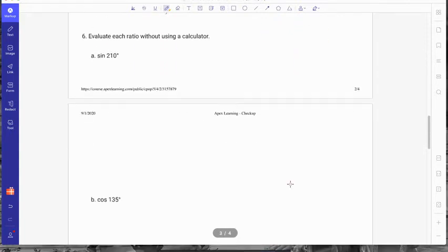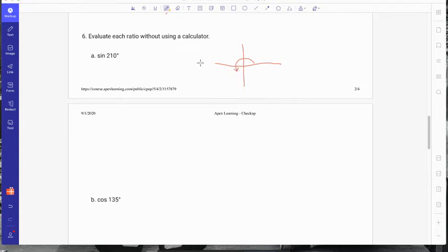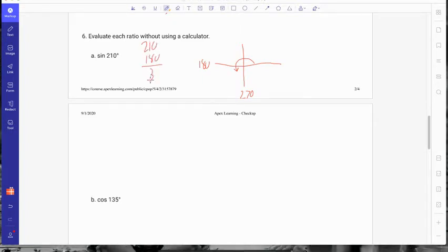All right, so now we want to evaluate each ratio without using a calculator. What this is generally going to mean is it should end up being a pretty simple fraction. All right, so I know 210 degrees is going to be in the third quadrant. So it's going to be here somewhere because it's just past my 180, which is there, and then it's still underneath my 270, which is here. So it's the third quadrant, and it's here somewhere. All right. So I want to subtract it from 180. So in the third quadrant, I'm going to subtract 180 from 210, and I'm left with 30.